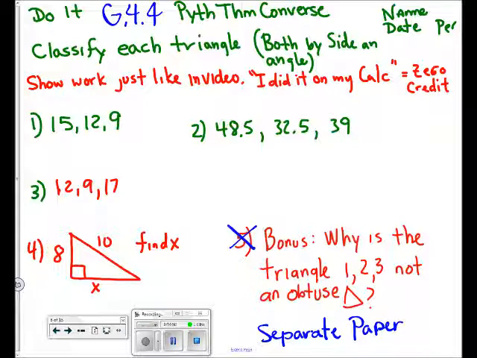Now 4 is not a Pythagorean theorem converse. That's a review problem of the Pythagorean theorem. So see if you can use the Pythagorean theorem to find x in this case.